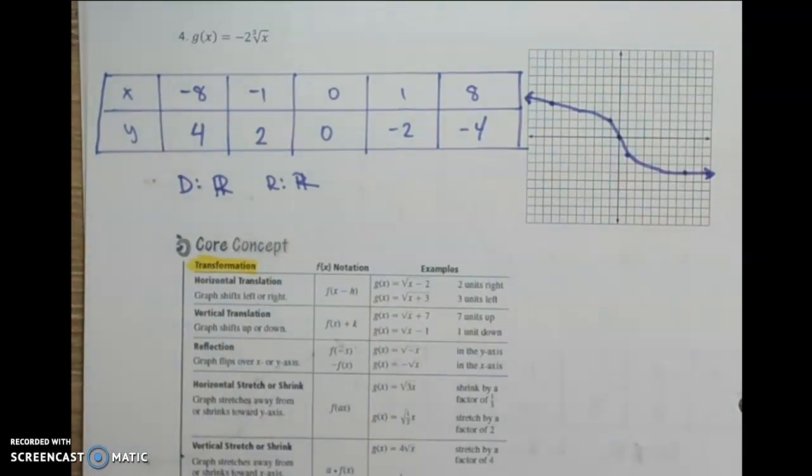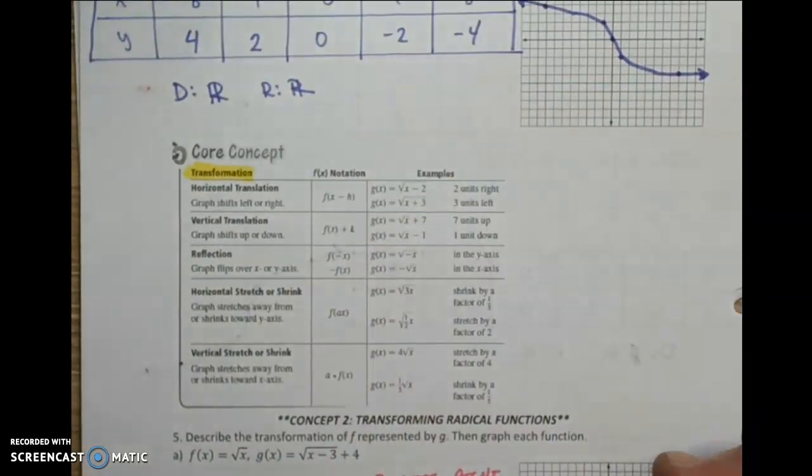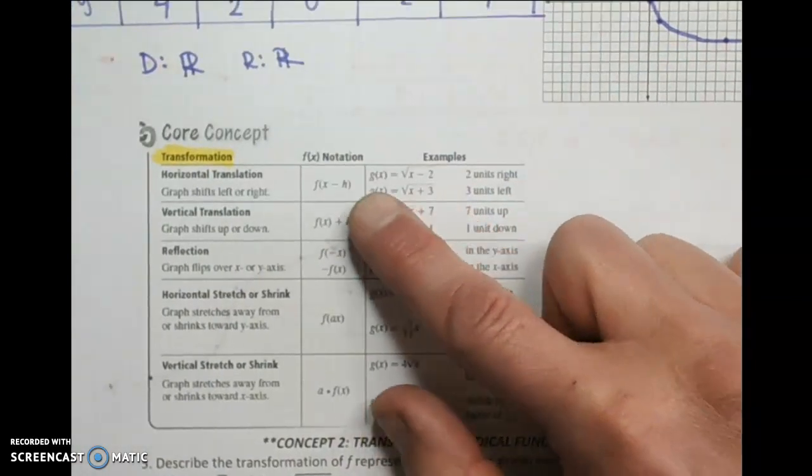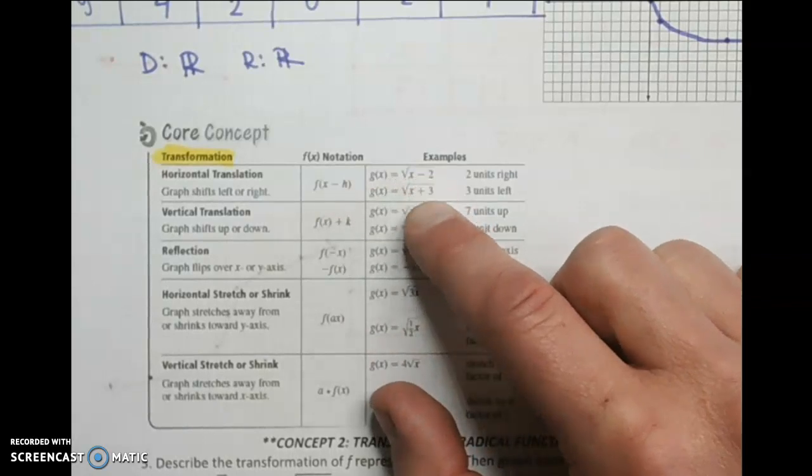Okay, next we have transformations. These are the same transformations we've been talking about all year. The only difference is now we are talking about them with radicals. So essentially, anything that we're doing, you're going to notice that we're going to put it into a radical form. Right, so horizontal translation, the quantity of x minus h, and now I'm going to plug it underneath the radical.